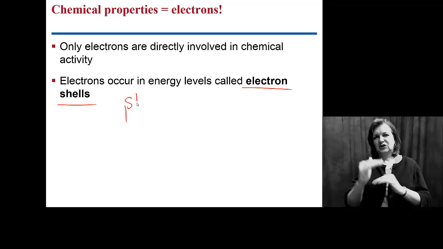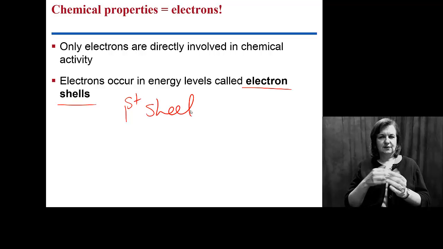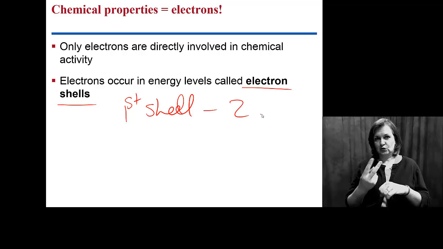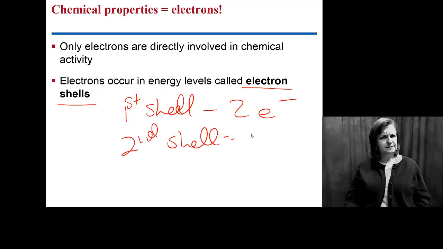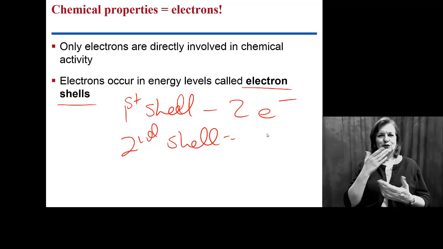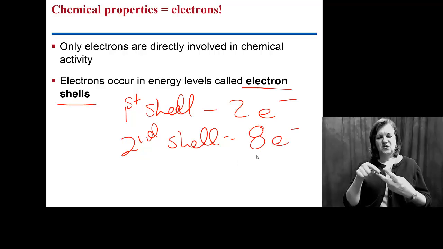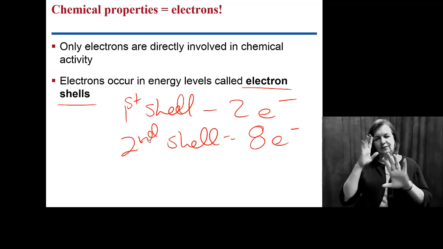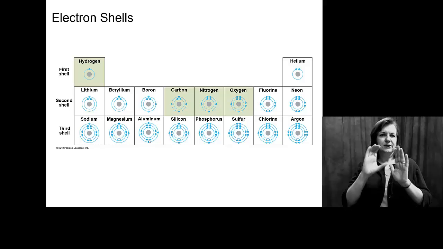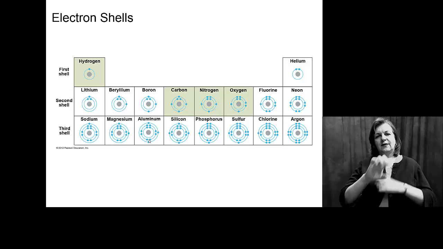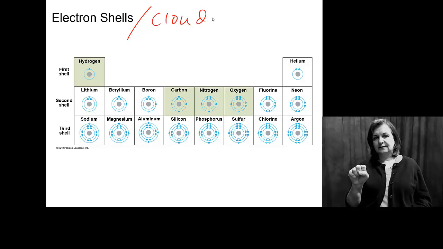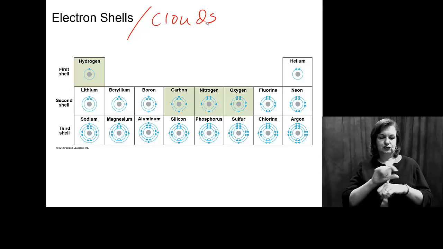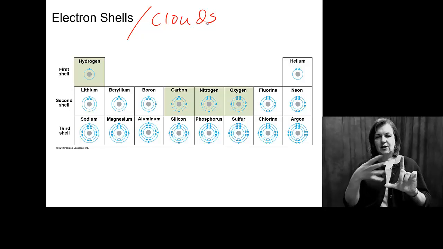We talked about the first shell closest to the nucleus would like to have 2 electrons. The second shell out from the nucleus, do you remember how many you wanted? 8. Good. Okay. And those are primarily the ones we're going to focus on. So here are the shells, or electron clouds. You see it referred to both ways. In this case, looking at them associated with their placement on the periodic table.